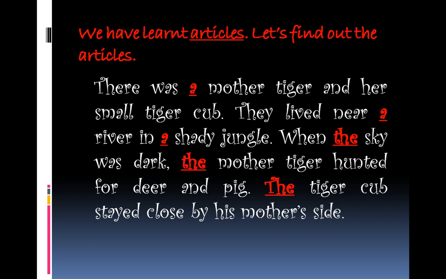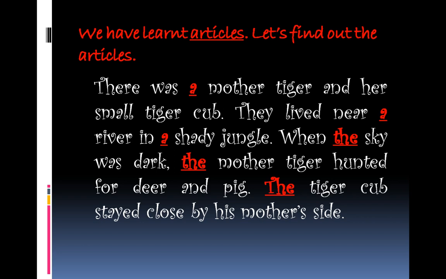The mother tiger hunted for deer and pig. Now this is the second time the mother tiger is mentioned. That is why we will use article the. The first time it was mentioned in the first sentence. As we are mentioning it for the second time, we will use article the. The tiger cub stayed close by his mother's side. It is the same thing repeating, as the tiger cub is also introduced in the first sentence. This is the second time we are told about the tiger cub. That is why we have used article the here.